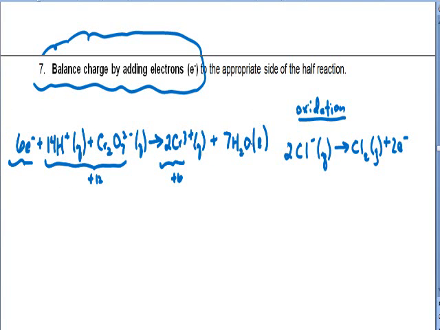By adding in the 6 electrons to the left-hand side, that gives us a -6 charge to balance out the +12. So our total now on the left side is a +6. This now balances with the +6 we have on the right side of the equation. That completes adding electrons to balance the charge with each half reaction.